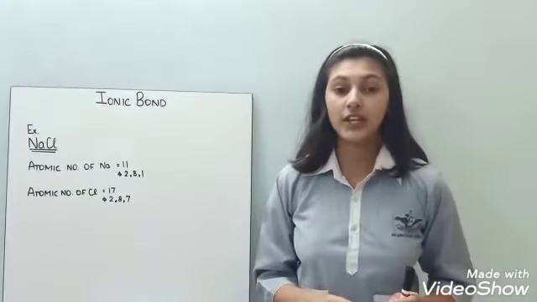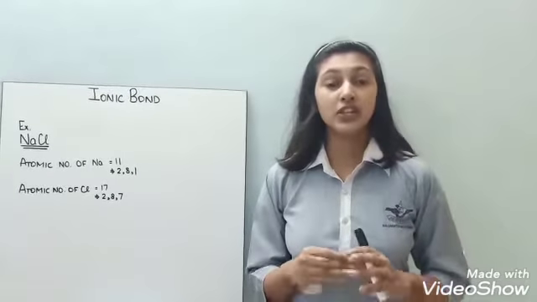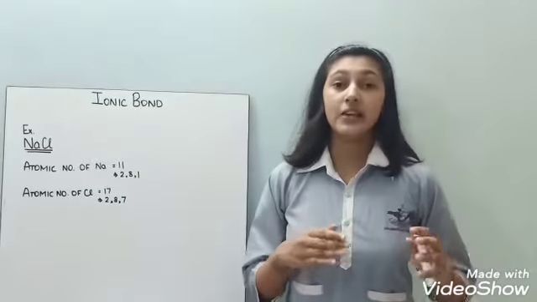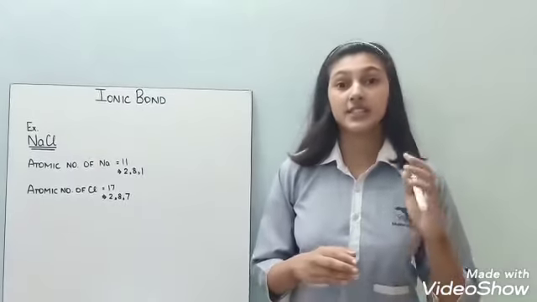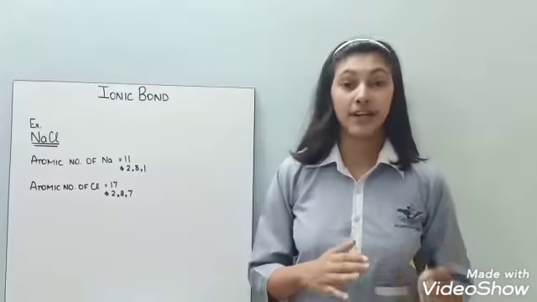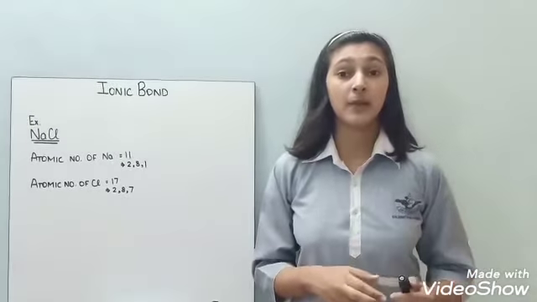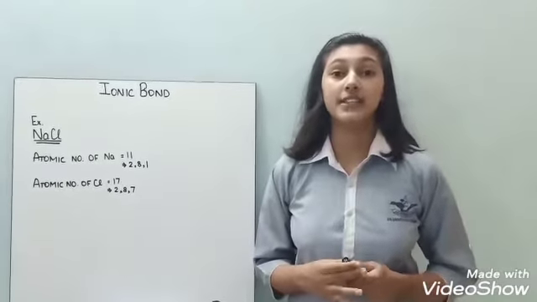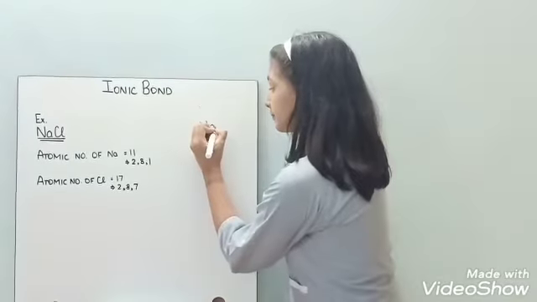If it loses one electron from its M shell, its L shell will be the outermost shell and then it will have a stable octet. The nucleus of this atom still has 11 protons, but now the number of electrons will become 10. So there is a net positive charge, giving us a sodium cation or Na+.